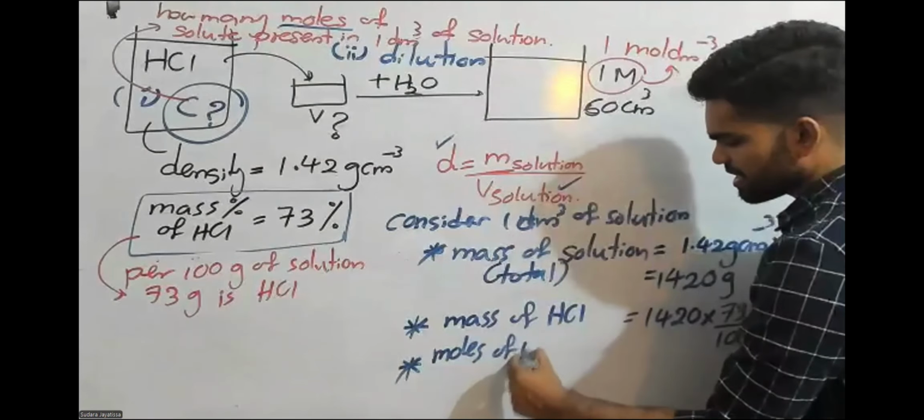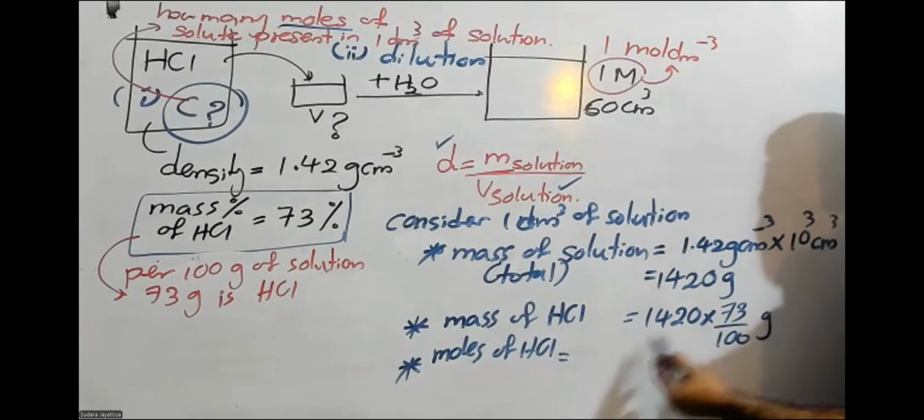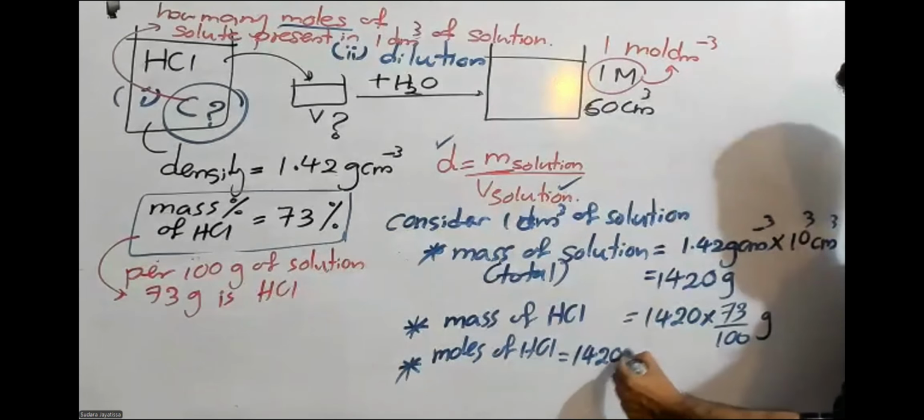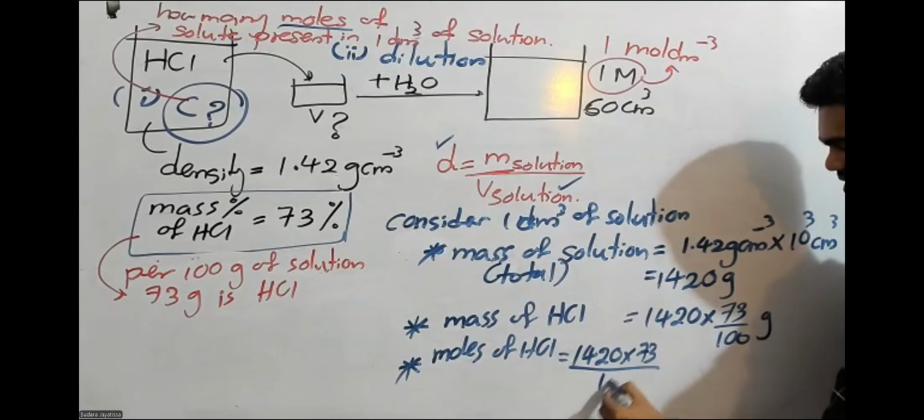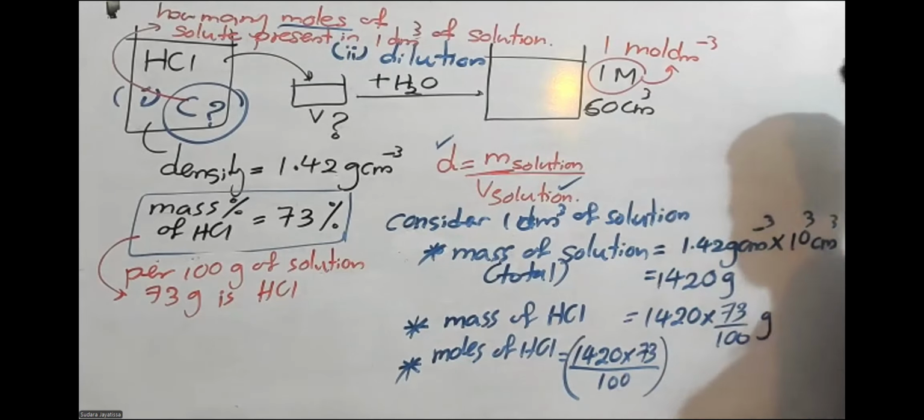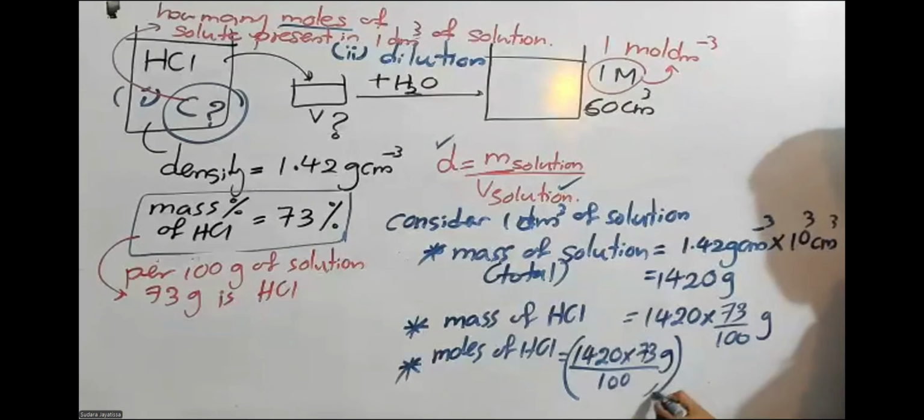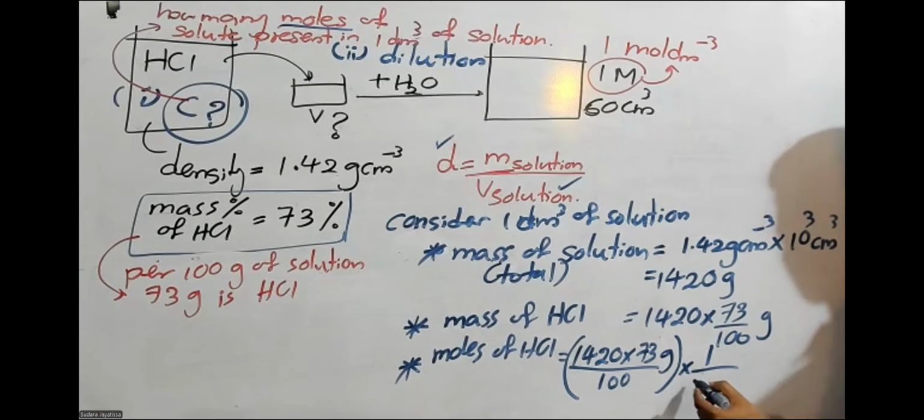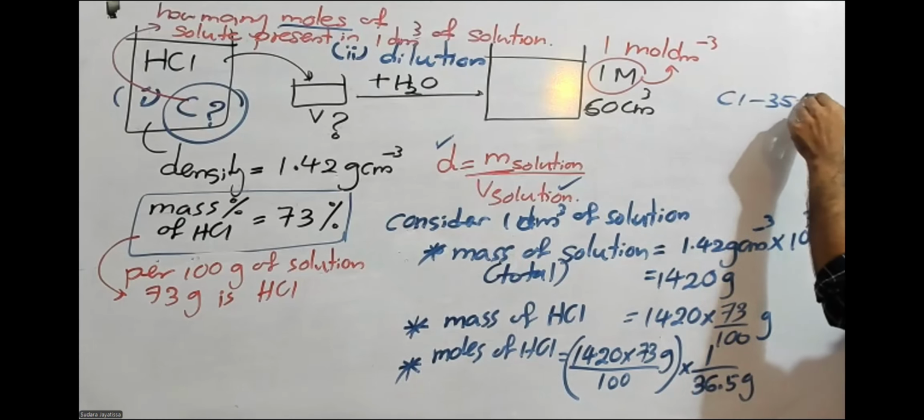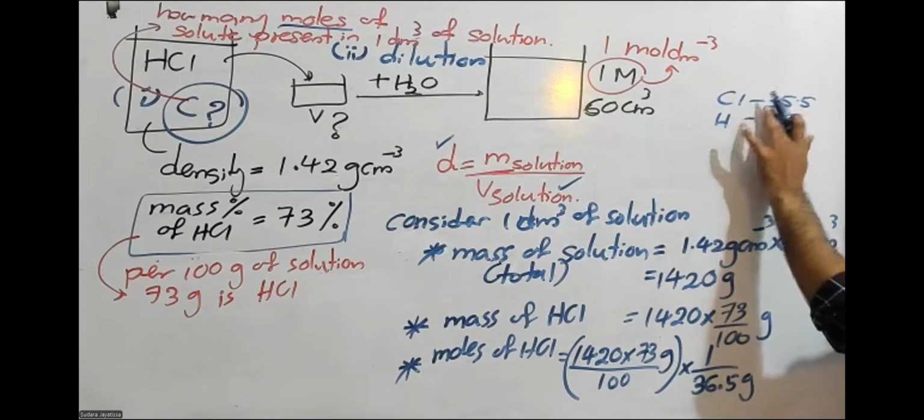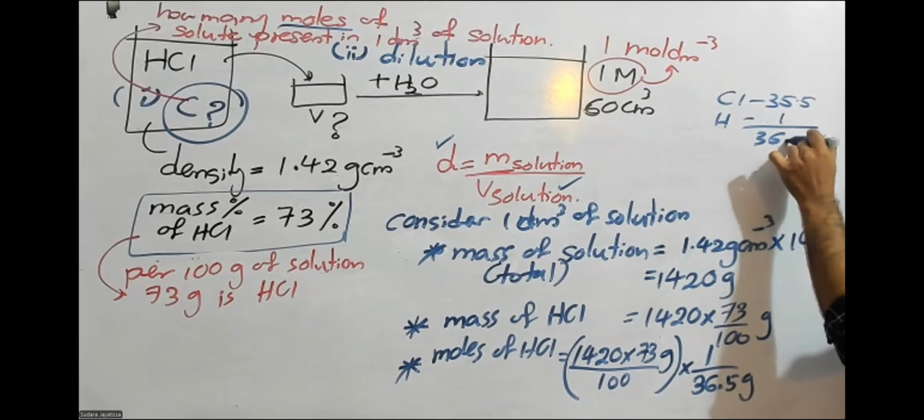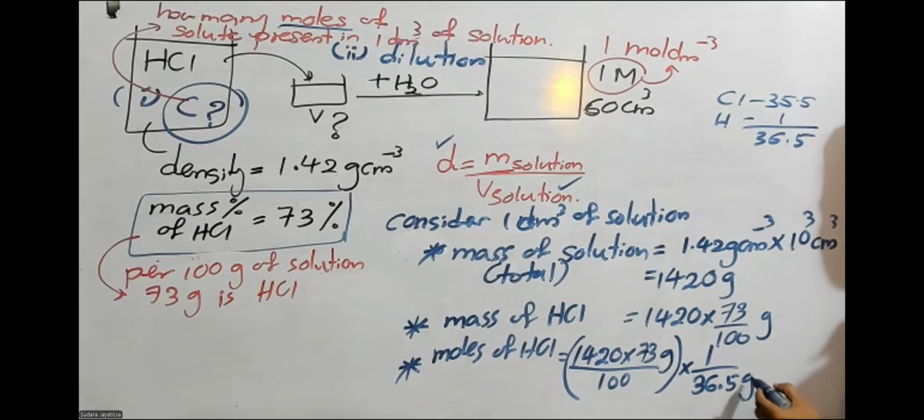So moles of HCl is going to be the mass over molar mass. So 1420 into 73 over 100 is the mass in grams. You have to divide that by the molar mass, and dividing means multiplying by the reciprocal. HCl molar mass is 36.5: chlorine is 35.5, hydrogen is 1, and if you add them, 36.5 grams per mole. Then you will get the answer in moles.